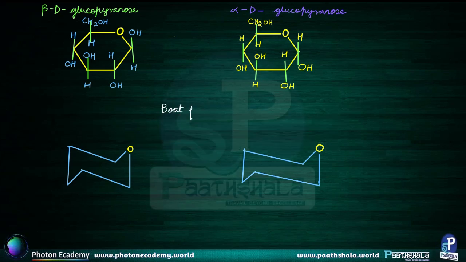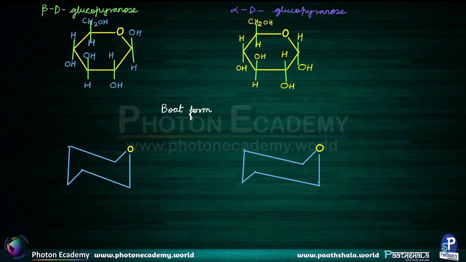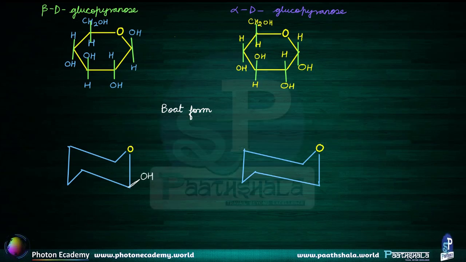Now in the boat form I see here that this O I'm placing right at this place. So I'm going to start from just the bottom, the area which is at the bottom of this O. And now I'm going to place my OH at the equatorial position over here. Okay. Now I see in my beta D glucopyranose that the first carbon and the second carbon, the OH groups, are trans to each other.